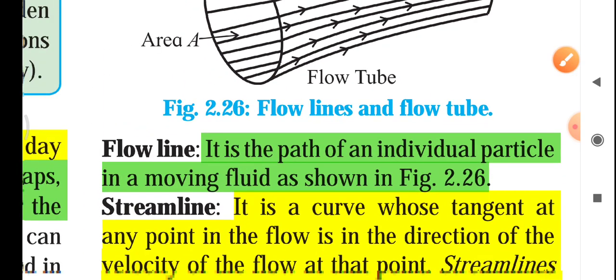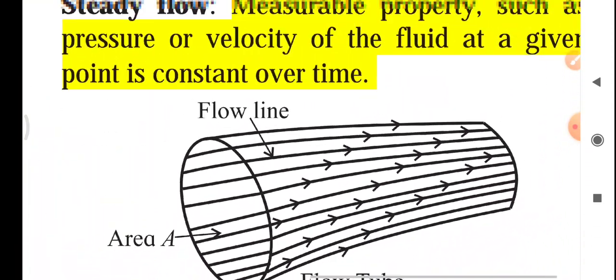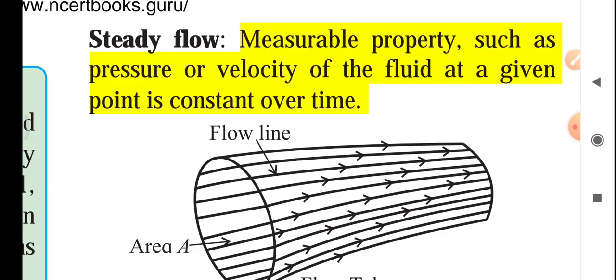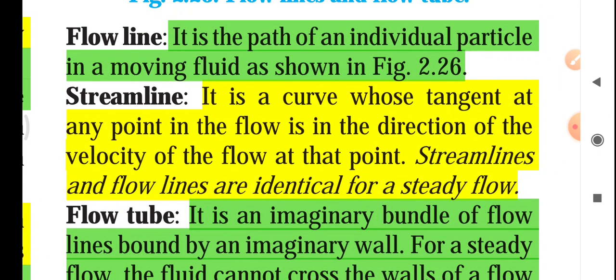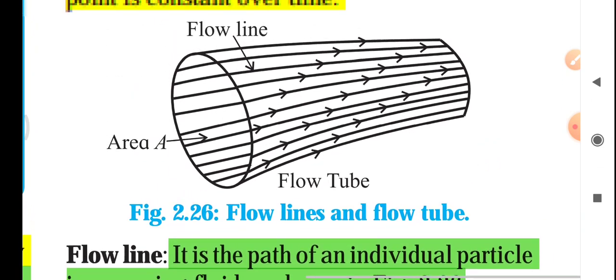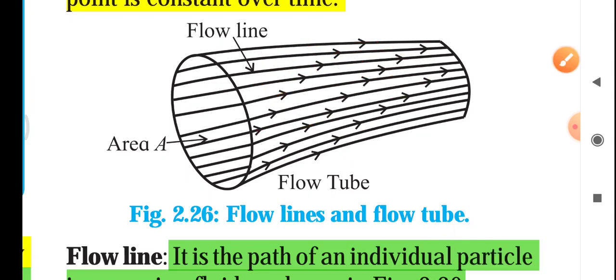Now next thing, what they will ask: which of the following is the measurable quantity? So steady flow is the measurable quantity. You can write down what is a flow line. Flow lines means these lines are known as the flow lines. The individual lines are known as the flow lines.